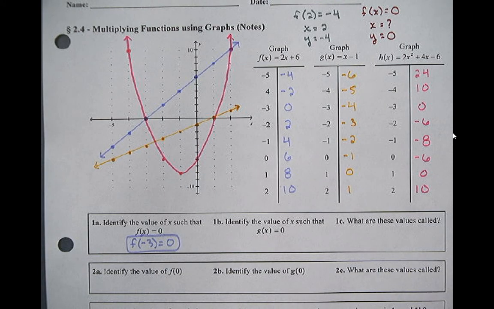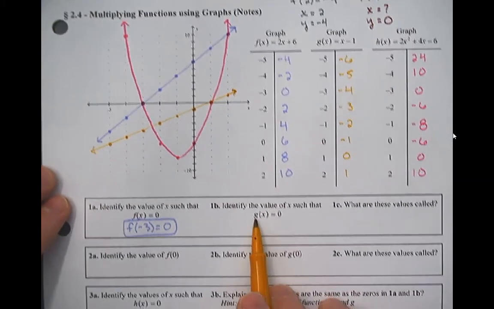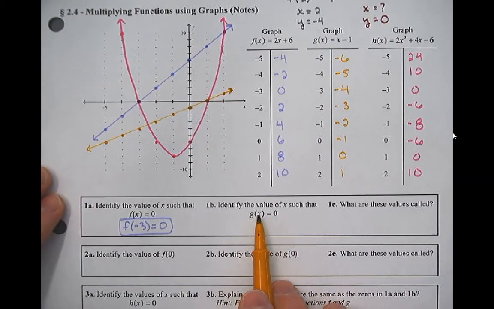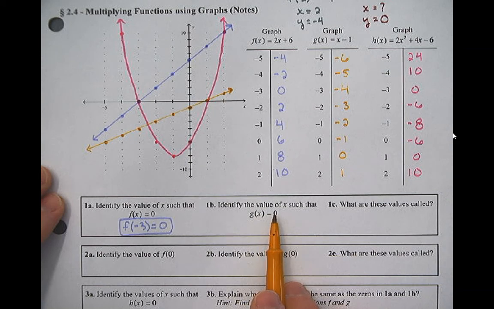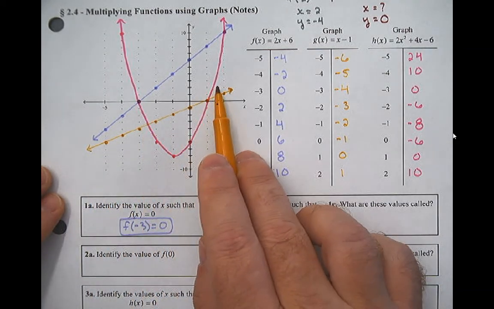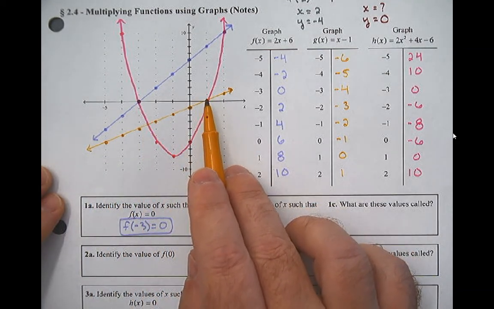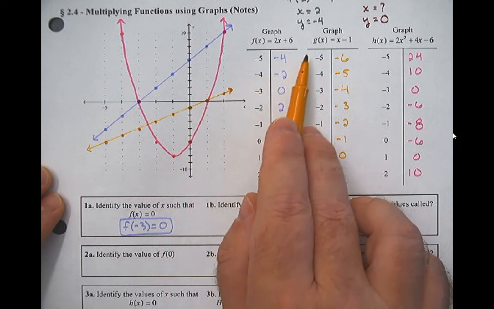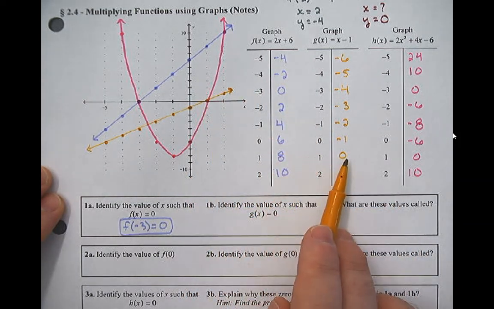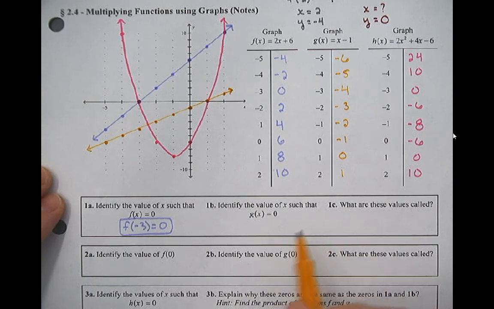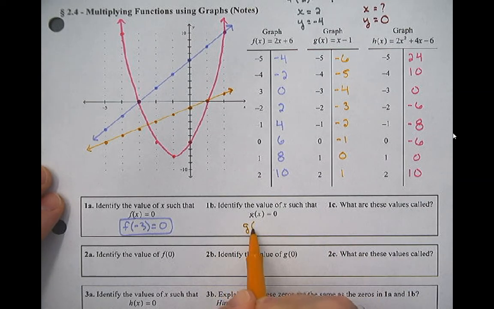Now we're going to do the same thing, but for the g function. So in the g function, this is asking, what is x when the g function is at a height of 0? So I look at my yellow graph, my g function is at a height of 0 when x equals 1, and that translates over here to my table. That's the same thing that we found over here. So I would say g of 1 is equal to 0.